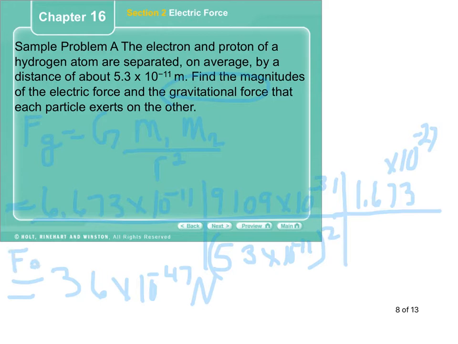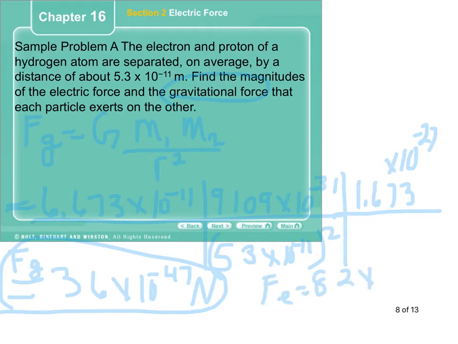So that's our Fg. Just a little bit ago, we had Fe, or electric force, was 8.2 times 10 to the negative 8 newtons. So you can see there, electric force is a whole lot bigger than the gravitational force. So electric force, much bigger than the gravitational force.